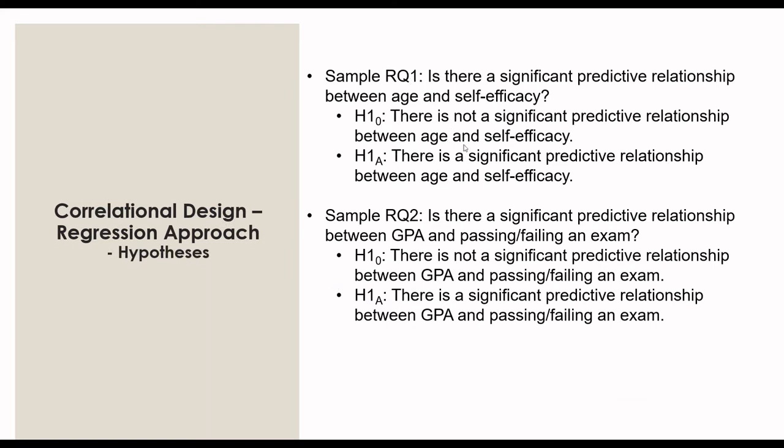Okay, so here, very similar to what I presented before, these would be sample hypotheses you would list. It's as easy as just copying your research question, and you have a null and alternative. For the null, you put there is not a significant predictive relationship, and for the alternative, there is a significant predictive relationship.